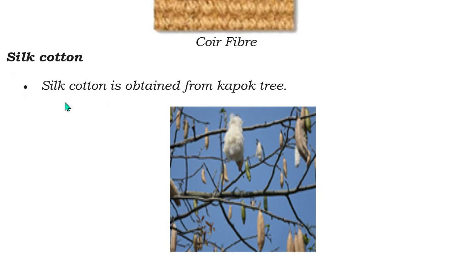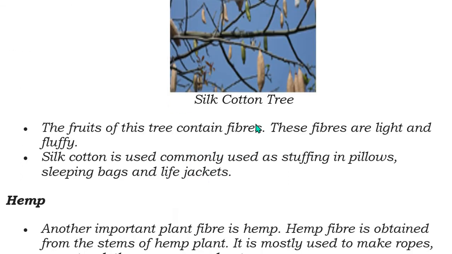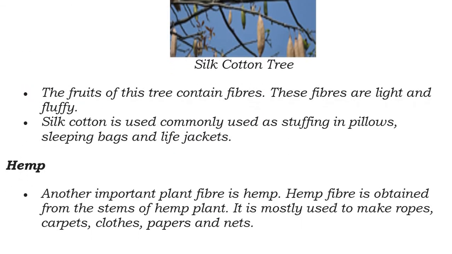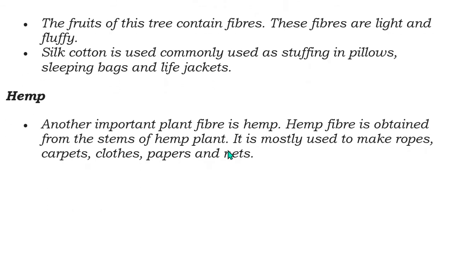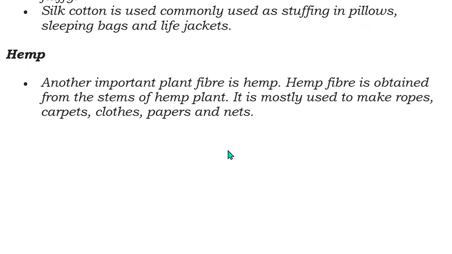And there is also silk cotton, not silk. This is silk cotton, which is obtained from the kapok tree. The fruits of this tree contain fibers, and these fibers are light and fluffy. That's why silk cotton is commonly used as stuffing in pillows, sleeping bags, and life jackets.